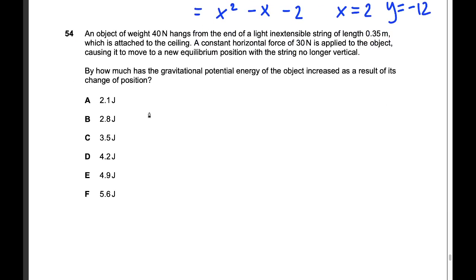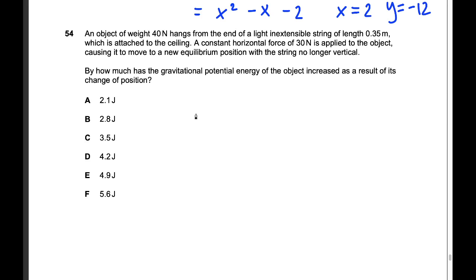Okay, last question. An object of weight 40 newtons hangs from the end of a light inextensible string of length 0.35 meters. A constant horizontal force of 30 newtons is applied. Oh, I can see a 40 and a 30. That makes me feel like the other force might be 50, a 3, 4, 5 triangle, causing it to move to a new equilibrium position with the string no longer vertical. By how much has the gravitational potential energy of the object increased as a result of this change in position?